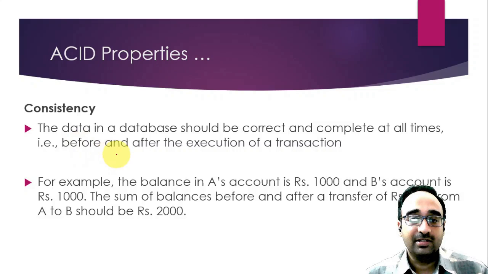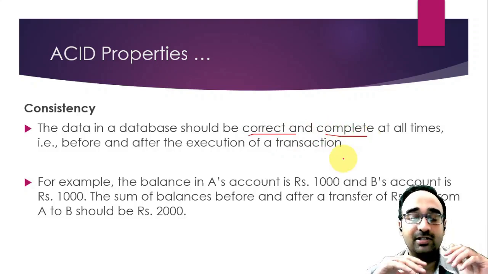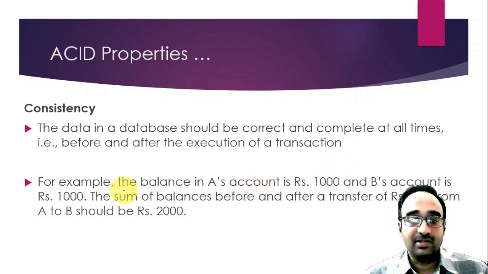And second property is consistency. So consistency means the data in the database at all times should be correct and complete. The data in the database everywhere, I mean before the transaction and after the transaction, should be correct and complete. So this is called consistency. So here you can see an example.